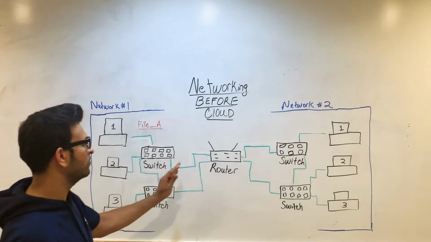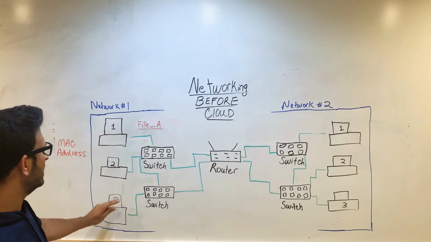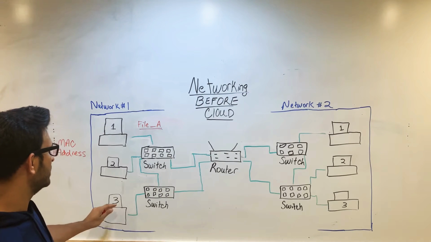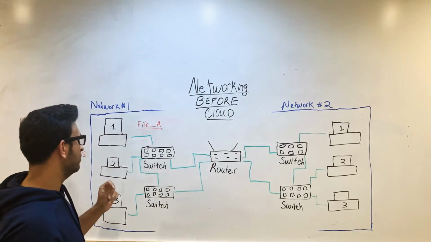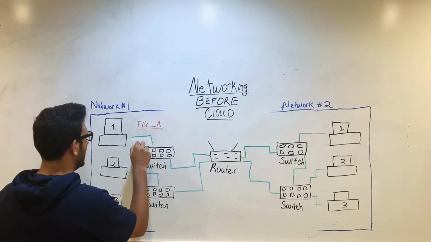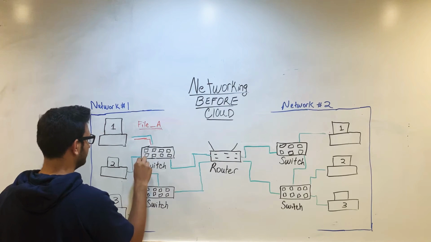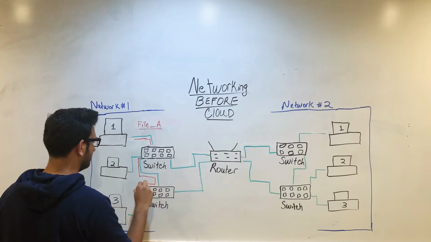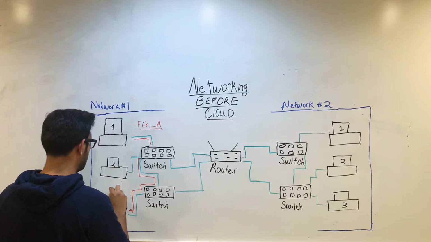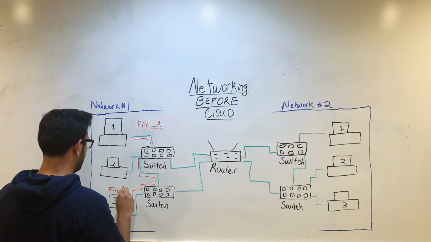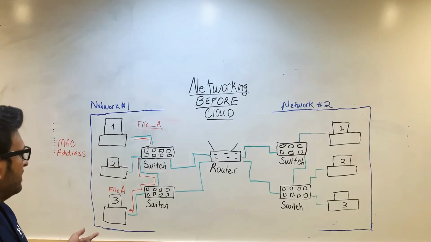And it doesn't have to cross over the internet because this computer is on the local network in which it is receiving the file from computer 1. So it will travel like this. Go through a switch. And computer 3 has received file A, right?